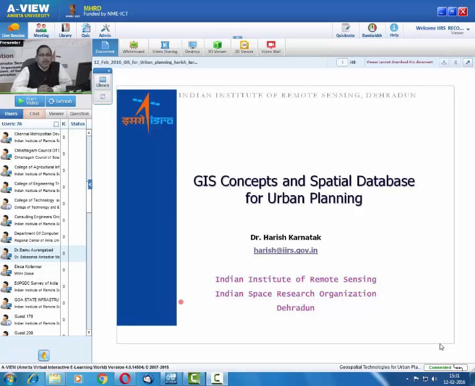In this particular session, I will talk about the concept of geographic information system. We will see the basic definitions, what the components of GIS are, and how this technology can be used for urban planning activities.